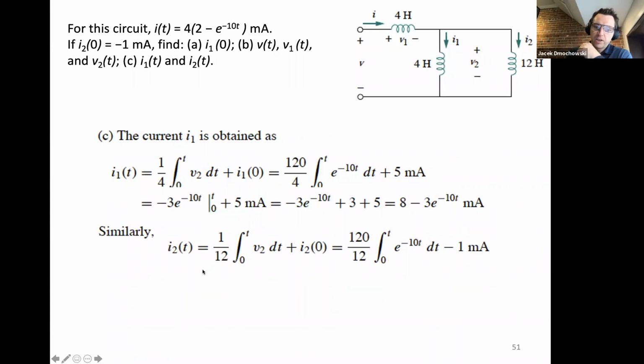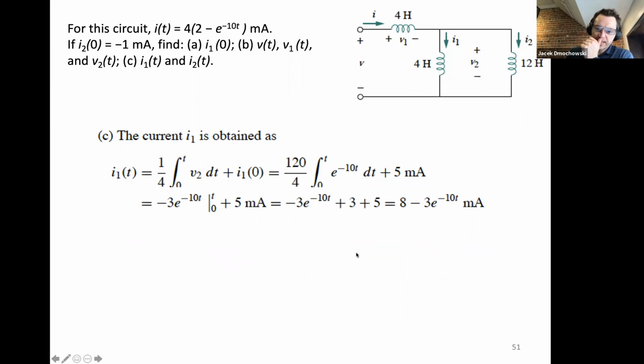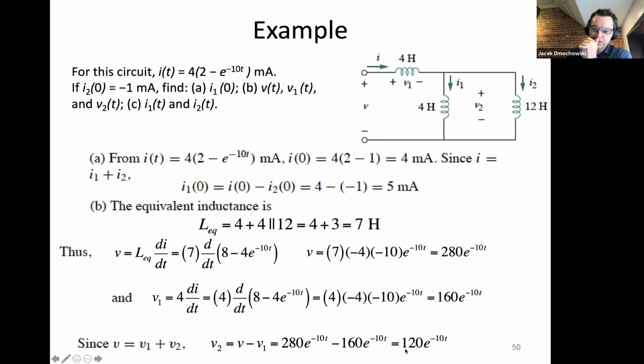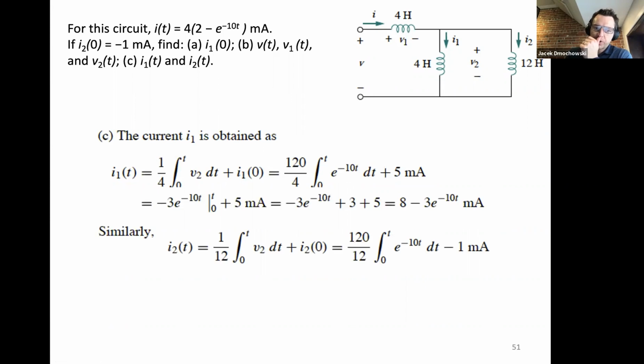When you do the same integration for I2, right? So we know that V2 of t is 120 times e to the minus 10t. So the only difference between the integration to solve for I1 and the integration to solve for I2 is the value of the inductance and the initial condition.